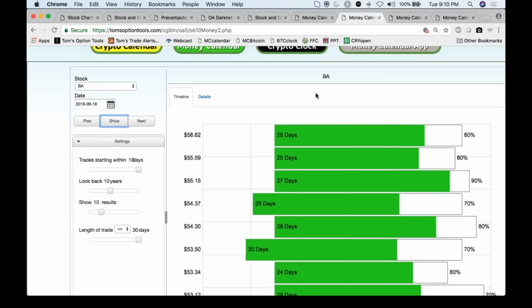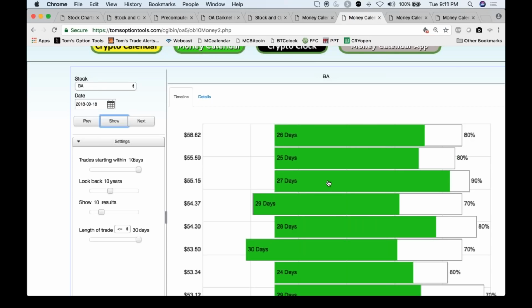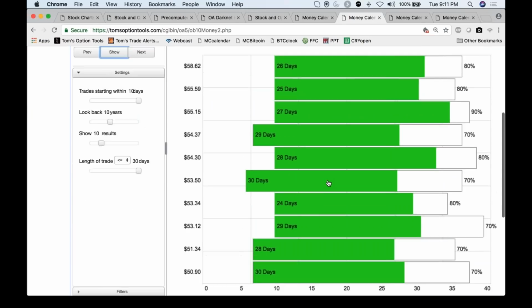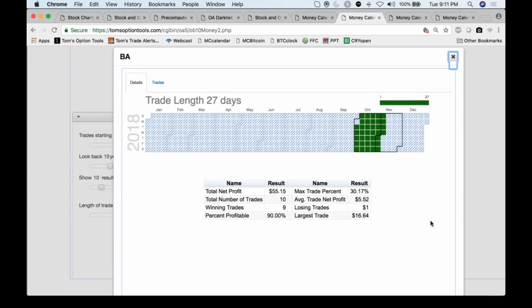There we go. Okay, so what we're looking at right now is Boeing. And right now, Boeing in this particular area, 90% chance in the last 10 years. So 90% of the time going forward in the last 10 years. And if I click on this, I'll get some more data. All right, where's my data? There's my data. So there's Boeing.